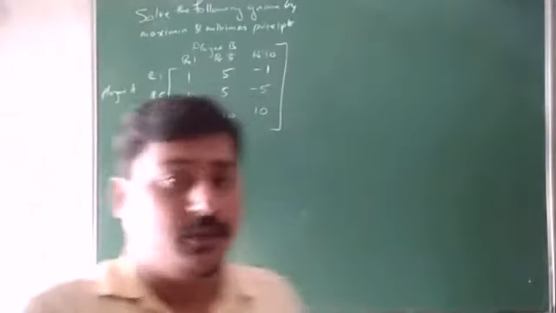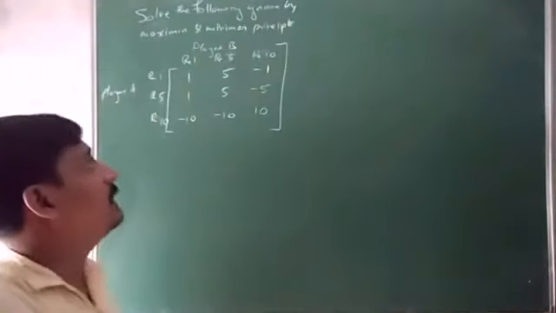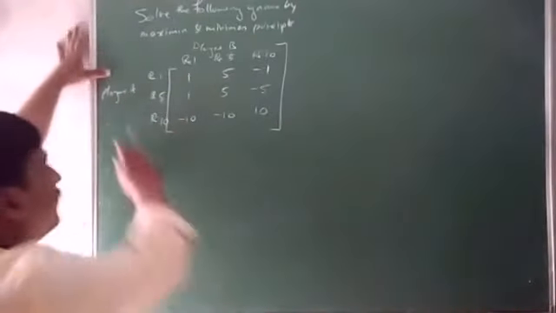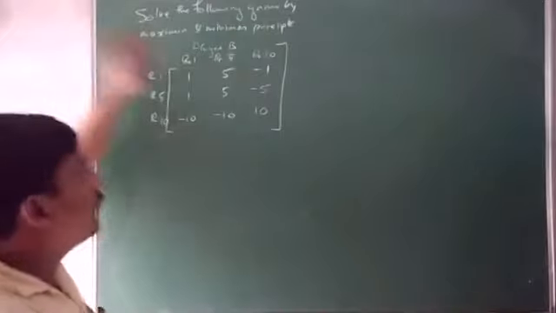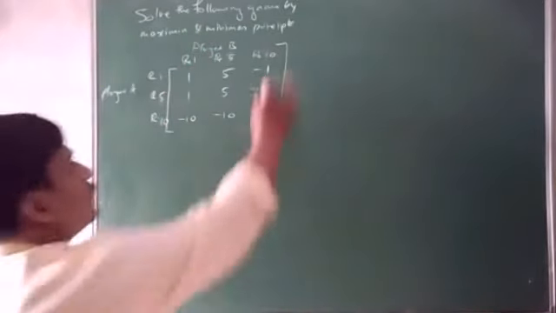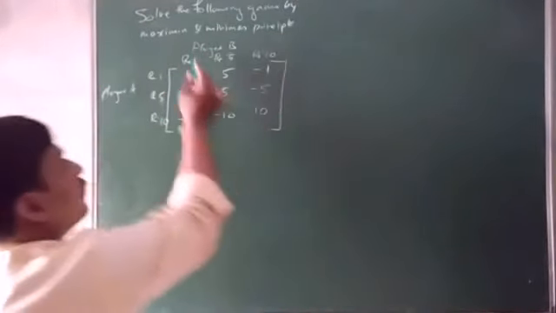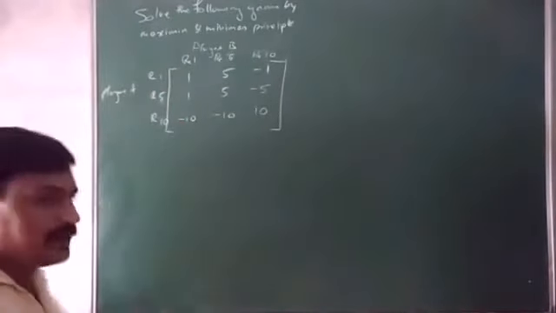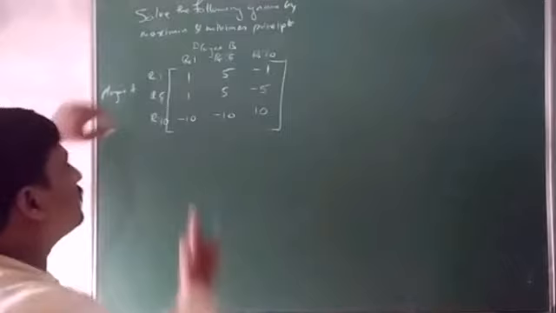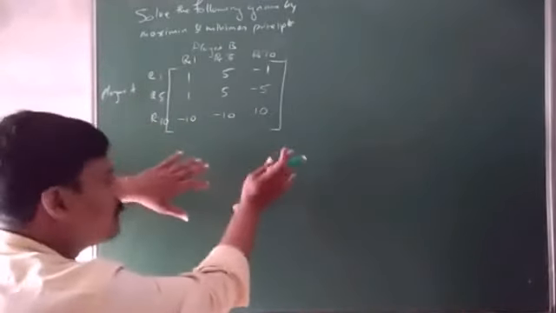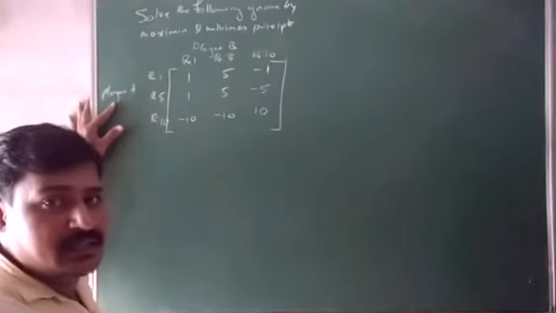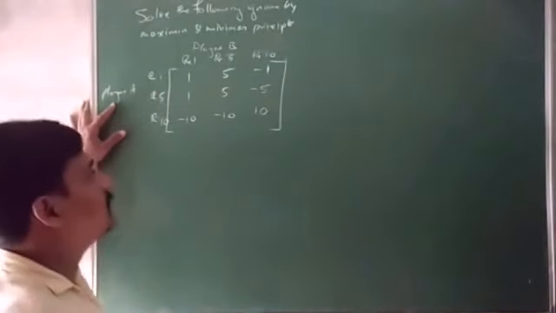Here, solve the following game by Maximin and Minimax principle. Player A and player B. They have given a matrix here: rupee 1, rupee 5, rupee 10, rupee 1, rupee 5, rupee 10. And this matrix belongs to player A. Player A's strategy, we can say.